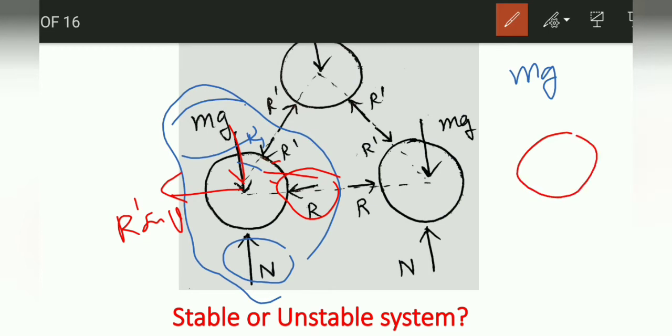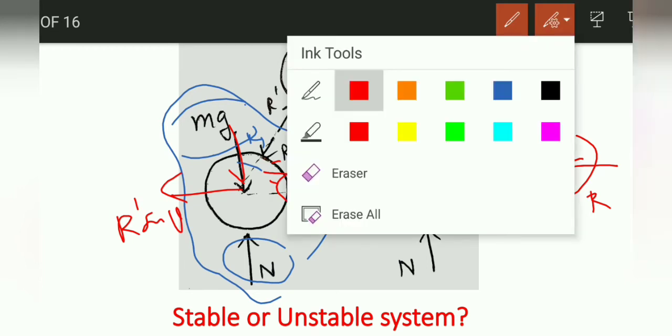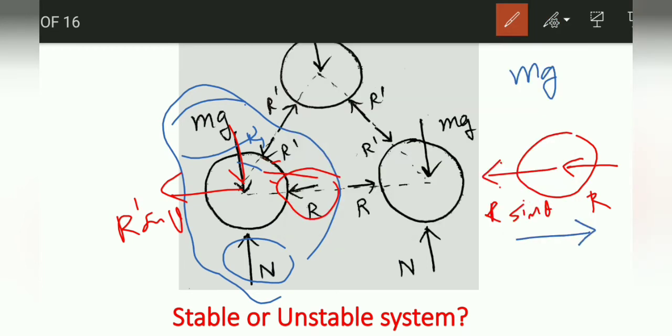For disk 2, I am having a force that is r dash sin theta and I am having a force that is r. But there is no force to balance them on this side. There is no such force. But here mg, r dash cos theta, mg and n, these three are balanced, but in the x direction this is not balanced. So this is an unstable system.